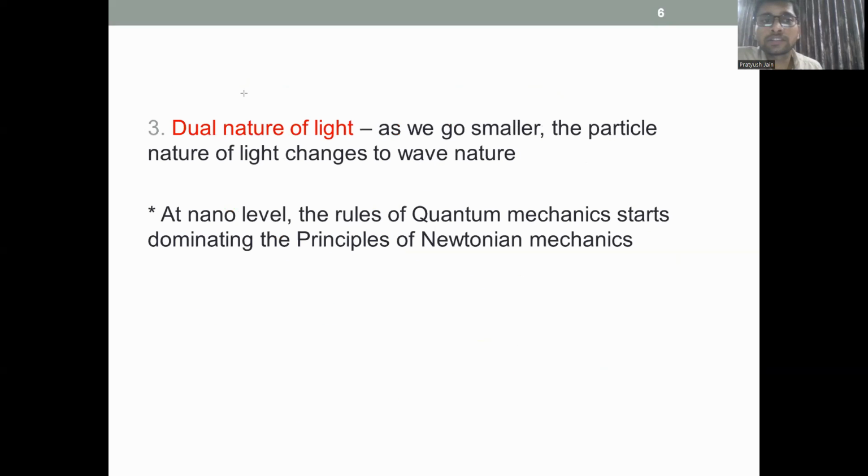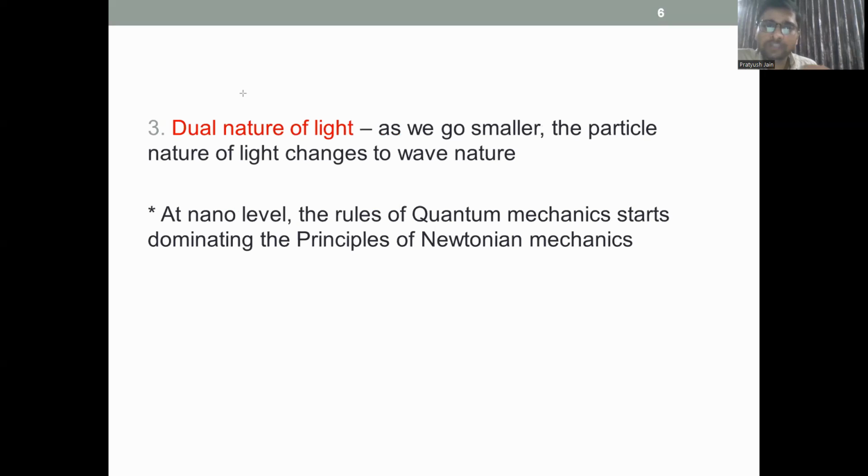The third reason is dual nature of light. As you know, light can behave as a particle as well as a wave. So as we go towards smaller values or towards nanoscale, the particle nature of light changes to wave nature. Light starts behaving as a wave.